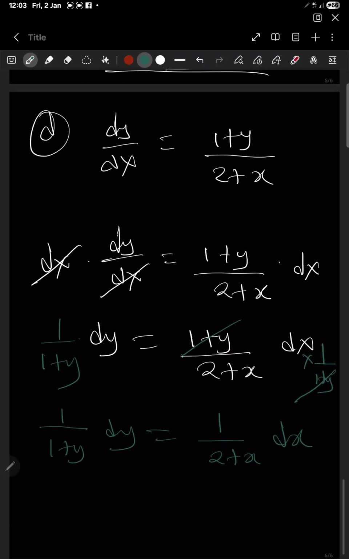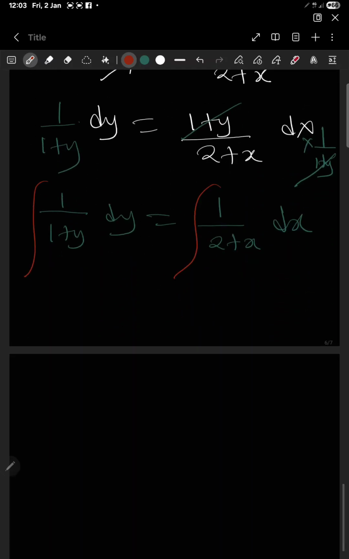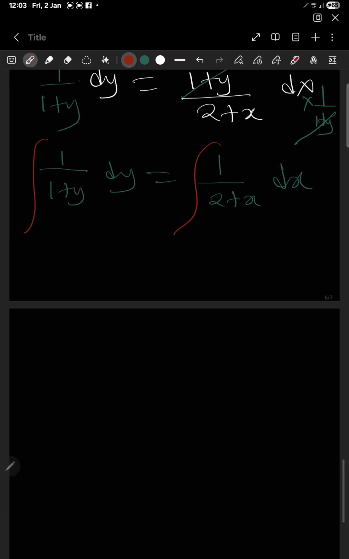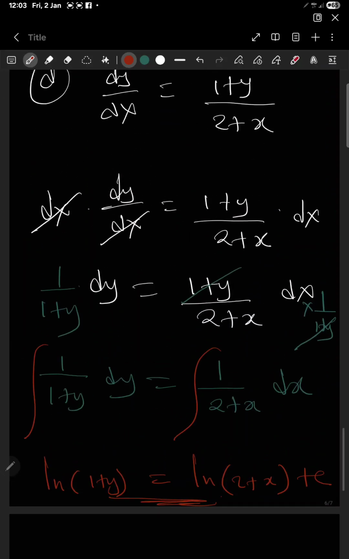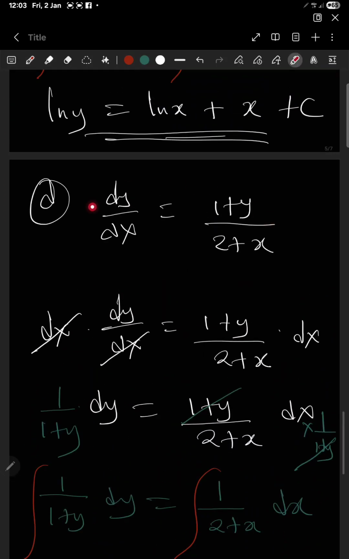So after separating the variables, that's when you can integrate. So you need to integrate this side, you also integrate this side. Integrating this side of the equation, 1 over 1 plus y is going to be natural log of 1 plus y, and then is equal to integrating 1 over 2 plus x is natural log of 2 plus x, and then you say plus c. So this becomes your final answer if you are to solve this type of differential equation.